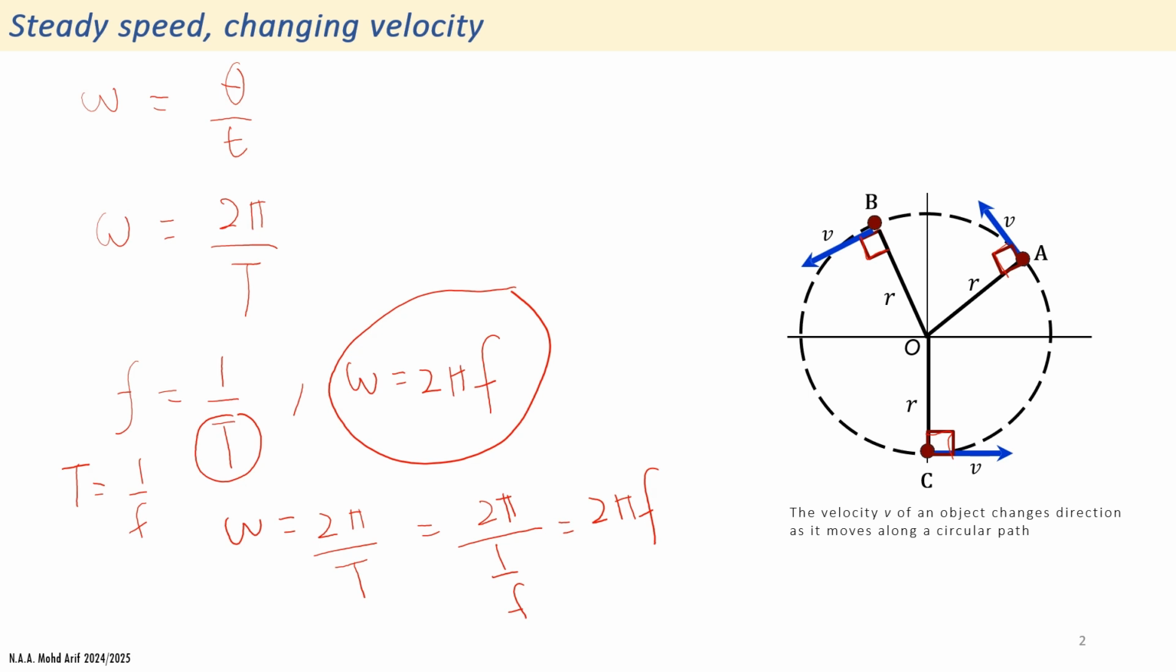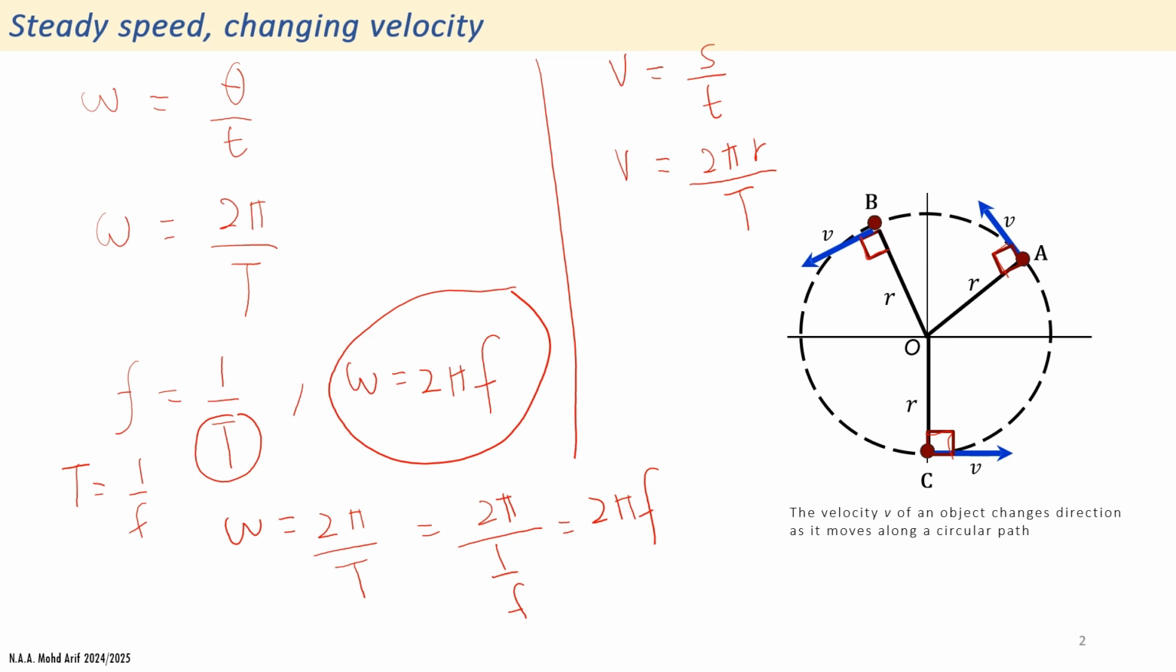In the time interval T, the object moves a distance of 2 pi r. This 2 pi r is equal to the circumference of the circular path. From the definition of speed, velocity is displacement over time. So for this case, the circular path, we can write velocity equal to 2 pi r over T, where T is one cycle, which is the period.